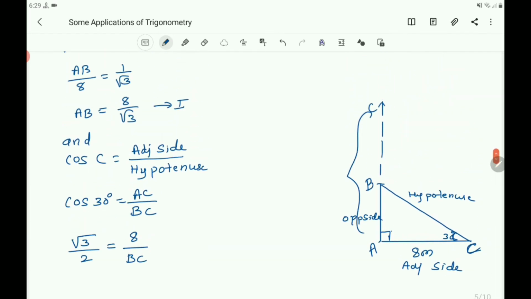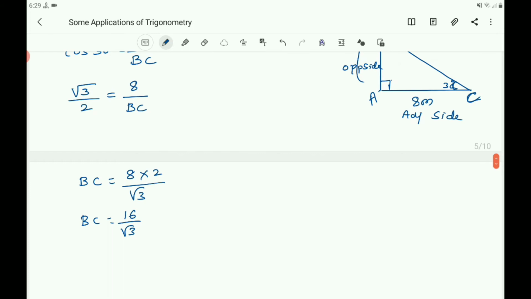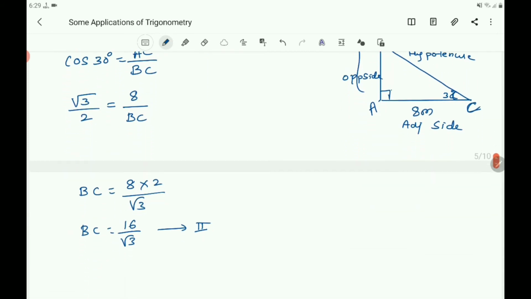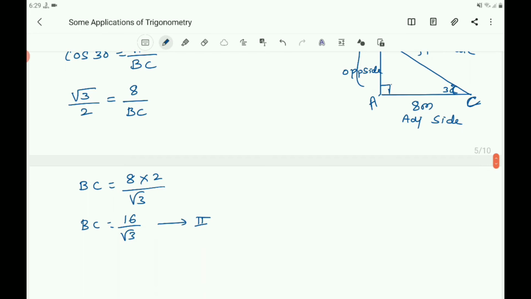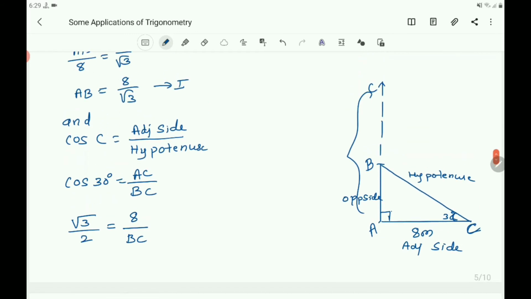Here AB is 8 by root 3 and BC is 16 by root 3. Consider this as first and this as second. As you got, first is AB equals 8 by root 3 and second is BC equals 16 by root 3. Now, you know that here AC is the sum of AB and BC.